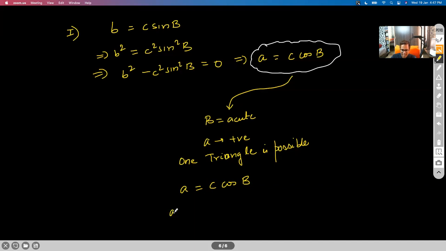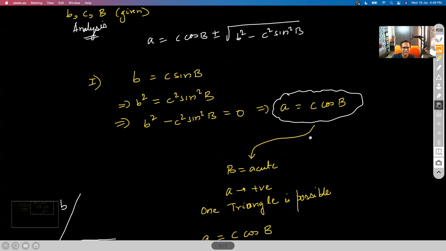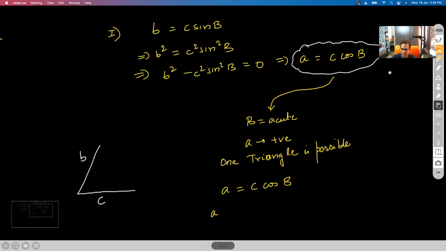So let me make a diagram out of it. Let's say you have been provided with b, you've been provided with a c, okay, and you have been provided with an angle B. Now see, everybody please pay attention. I'm just making a complete triangle. Let me make a complete triangle.